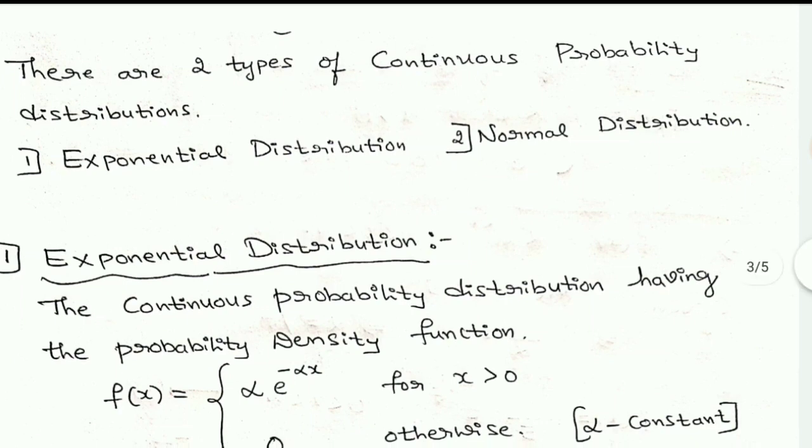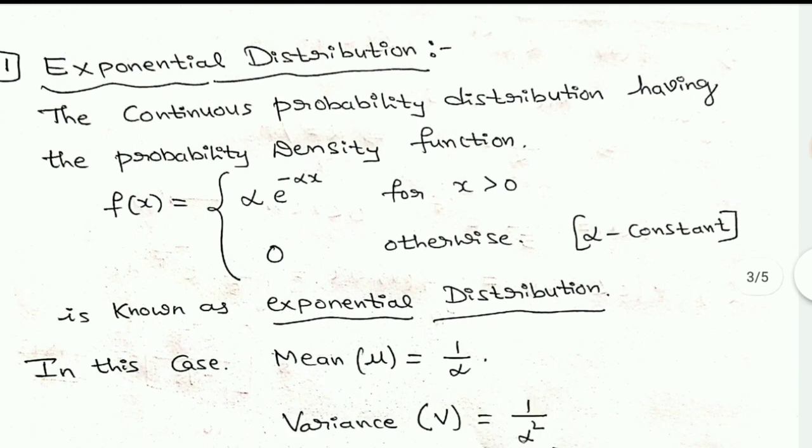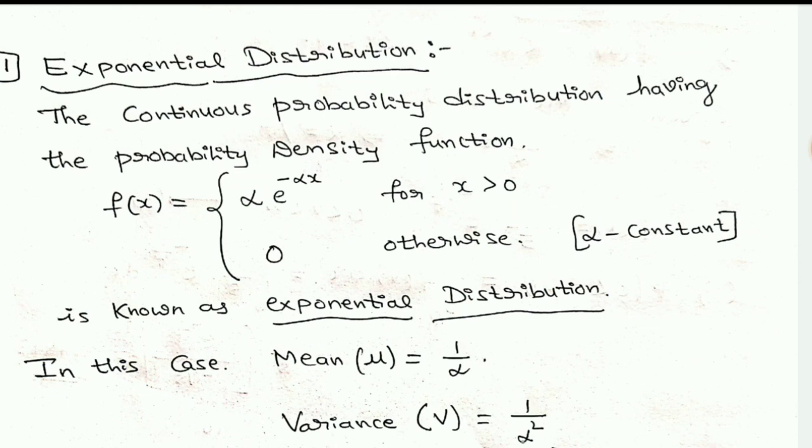Okay. Let us try to understand the definition of exponential distribution. What does the definition say? The continuous probability distribution having the probability density function f of x equal to alpha into e power minus alpha x for x greater than 0. In all other cases it is 0, where alpha is constant. So this is called exponential distribution. You remember, only for x greater than 0, the function is alpha into e power minus alpha x. In all other cases it is 0, where alpha represents a constant.